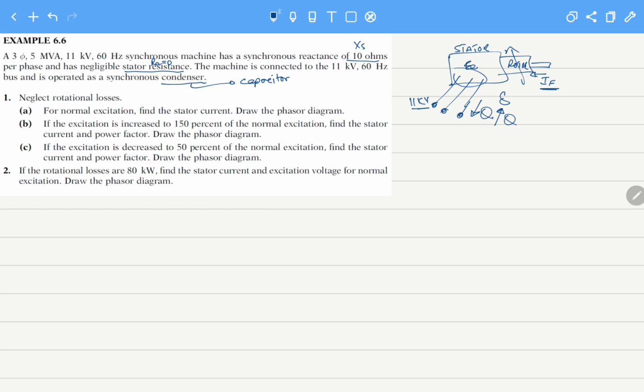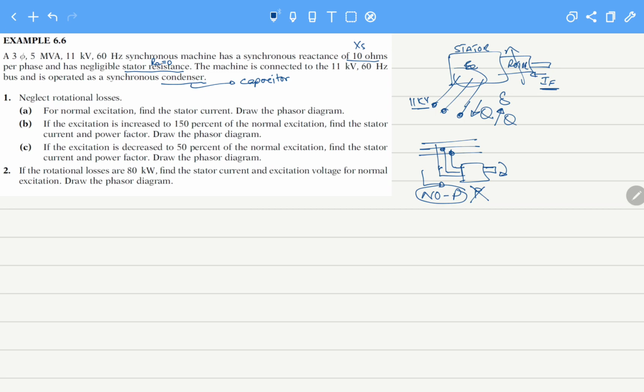For the first case, it says to neglect rotational losses. It means that there is an 11 kV bus in the industry, for example, a three-phase bus. This is our motor. It is connected with the bus and rotating, and it is absorbing no P, no real power. Because of rotational losses, the motor would need real power, but if we have no rotational losses, no real power is being consumed.